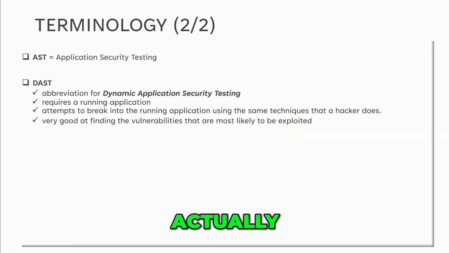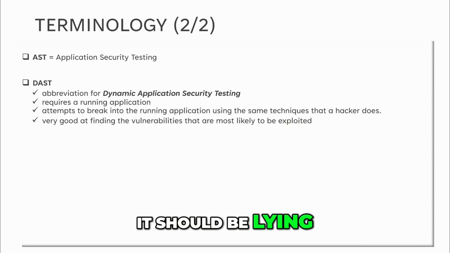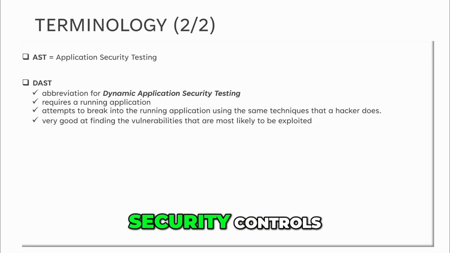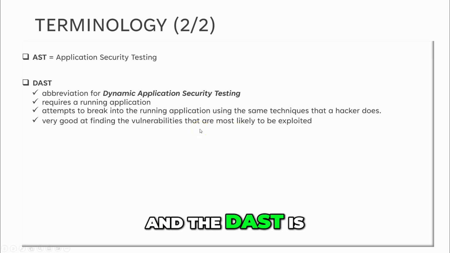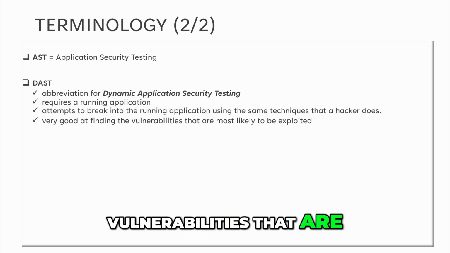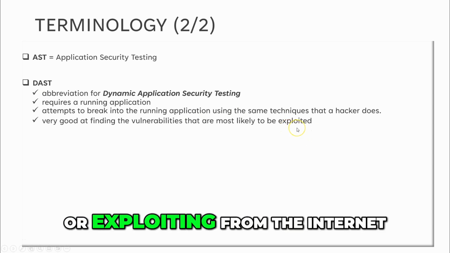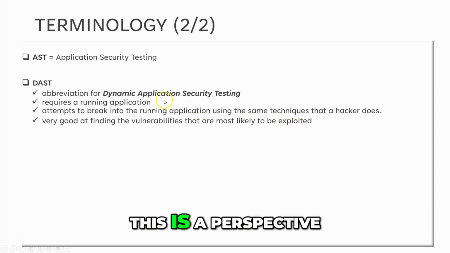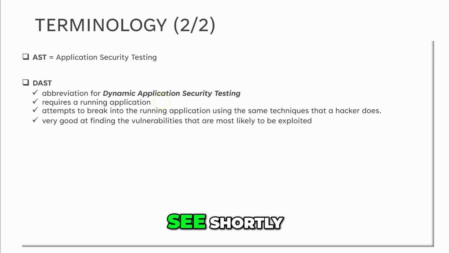So actually the application, if it's running and published, it should be sitting behind a lot of security controls. So here we focus on the exposure, and DAST is good in that because it will show up vulnerabilities that were actually exposed from the internet, or exploitable from the internet. So this is a different perspective than the SAST that we will see shortly.